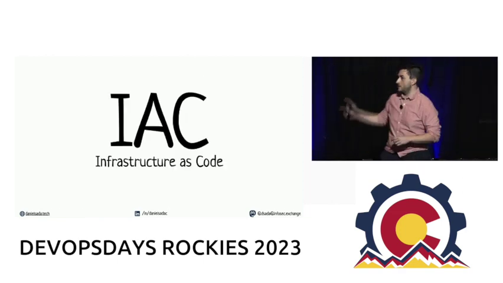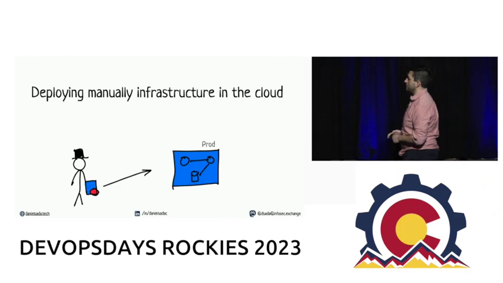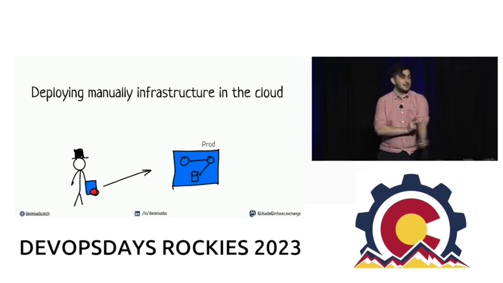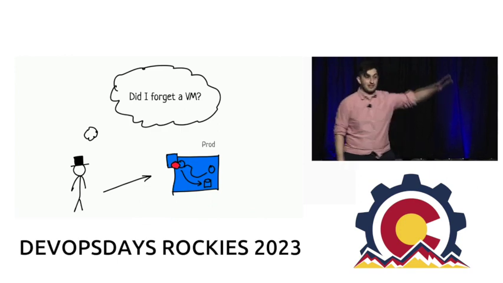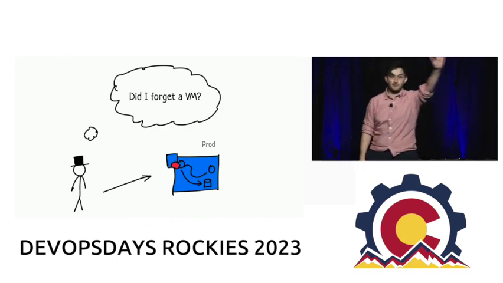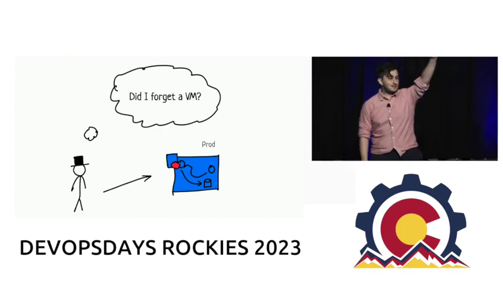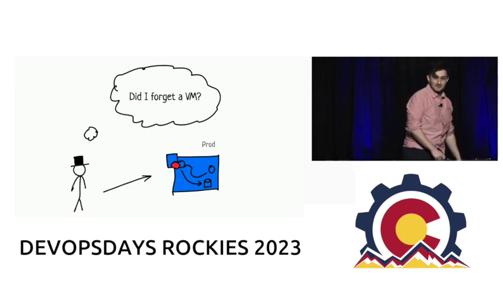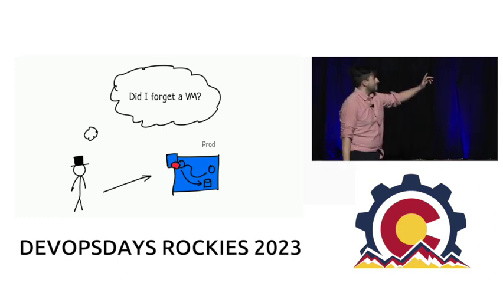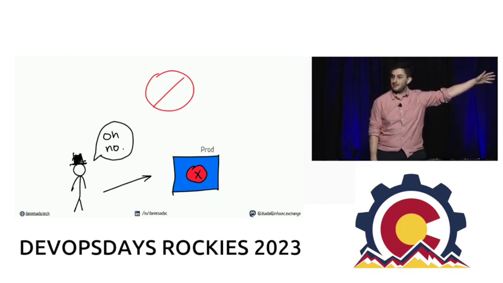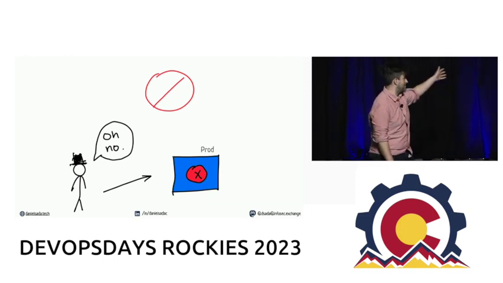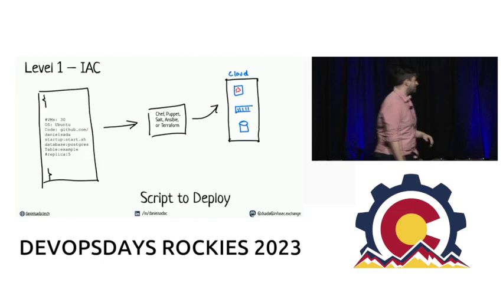Let's talk about infrastructure as code. What is infrastructure as code? When I started in this field, I used to deploy directly to prod. Did anybody else deploy directly to prod at some point in their lives? Show of hands. Wow, I feel brave. But if I forget something, prod will die and crash and burn. And I didn't like that.